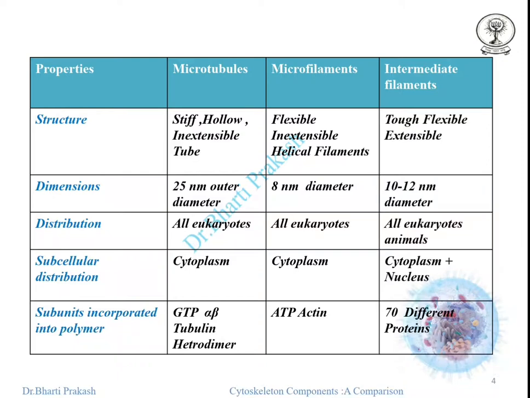Now let us see what are the subunits incorporated into the polymers. We have GTP-bound alpha-beta tubulin heterodimer in microtubules, and we have ATP-bound actin in microfilaments, and we have more than 70 different proteins in intermediate filaments. That is, the alpha-beta tubulin binds a GTP molecule, the actin binds ATP molecules, whereas the intermediate filaments do not bind any nucleotides.